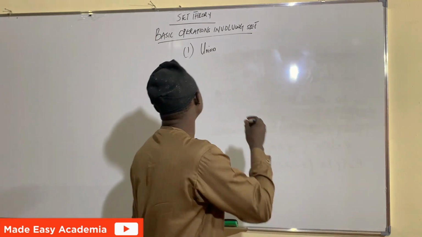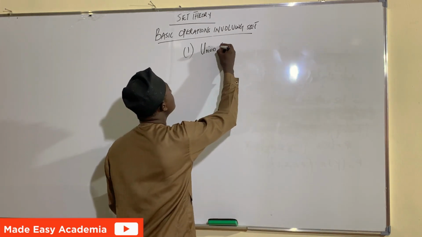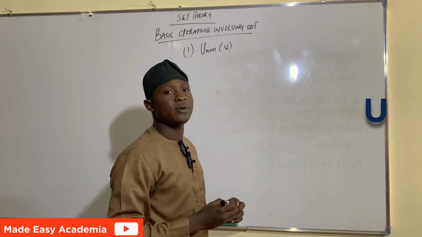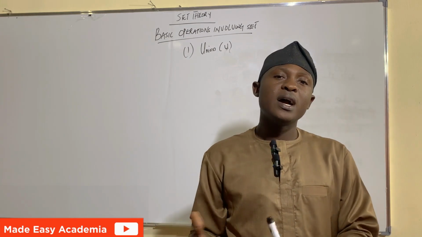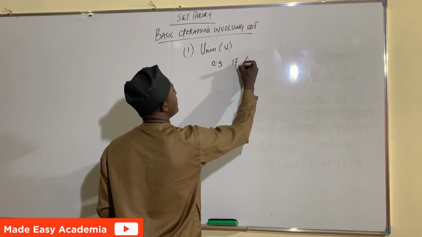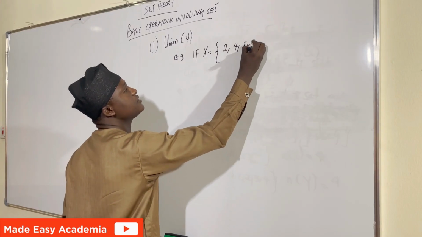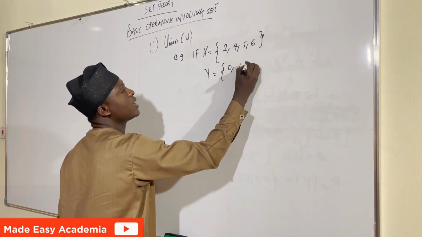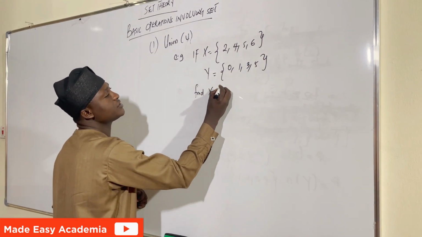It has a particular set notation. When we have something like this, it simply means the union, that is to arrange a set from the lowest to the highest. For example, if x is equal to 2, 4, 5, 6, and y is equal to 0, 1, 3, and 5, and they say find x union y.